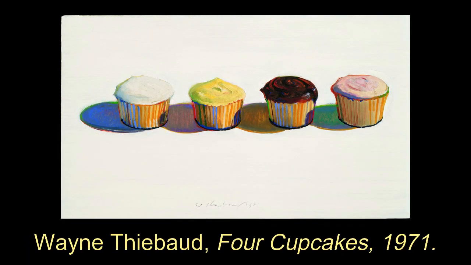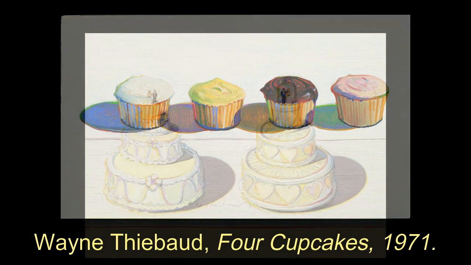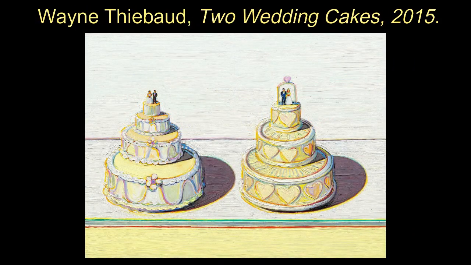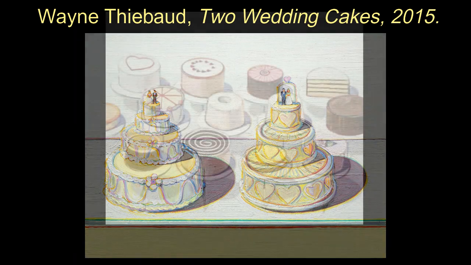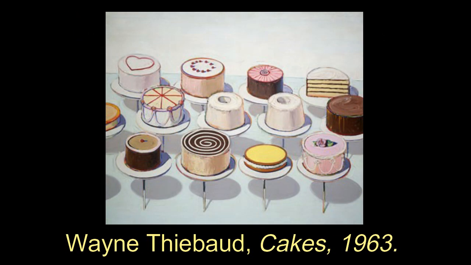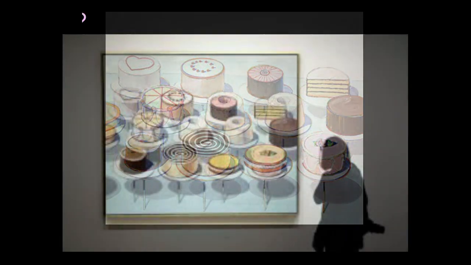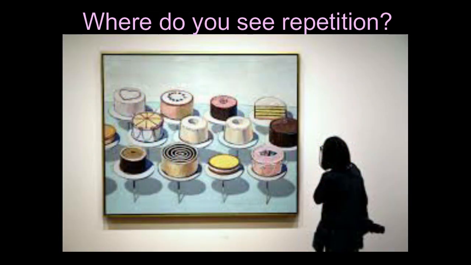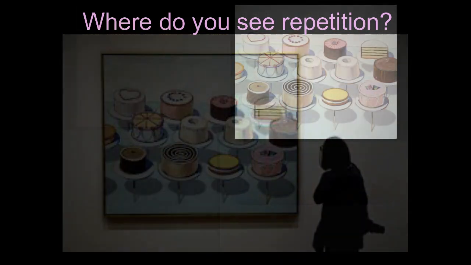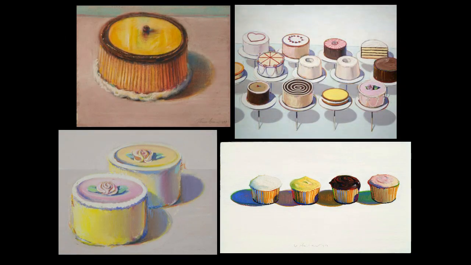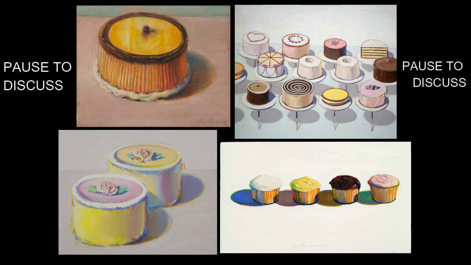Wayne Thiebaud's paintings are known for exaggerated colors and well-defined shadows. He also used repetition to create rhythm. Repetition is when you repeat something over and over. Can you find repetition in Wayne Thiebaud's paintings? Pause to discuss.